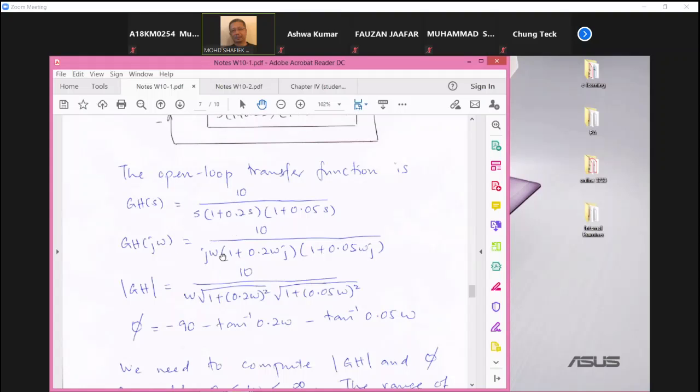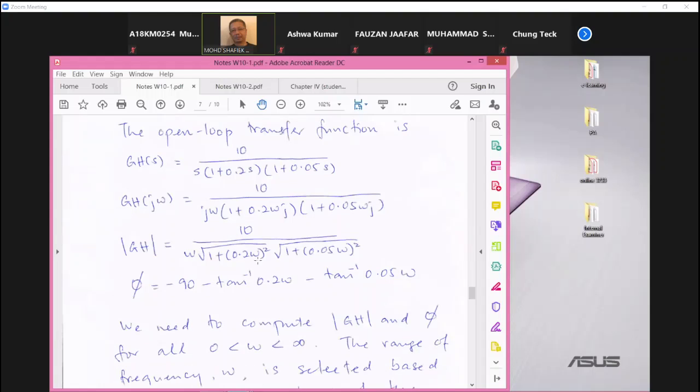Now this is in the form of a complex number, j omega. For a complex number, you have a magnitude as well as a phase angle. You're going to compute the magnitude for all frequencies from 0 to infinity, and the phase angle from 0 to infinity. The magnitude of this open loop transfer function: the magnitude of 10 is just 10. The magnitude of j omega is just omega, in the denominator, of course.